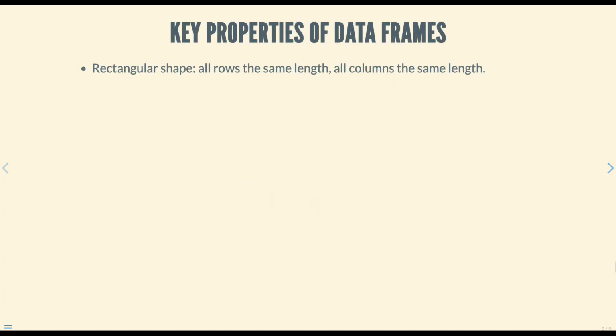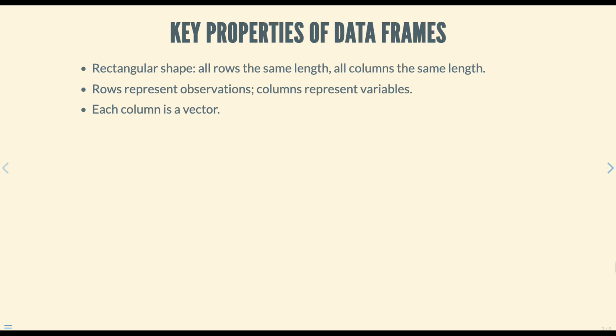Data frames have a rectangular shape. Every row and every column is the same length. Rows correspond to observations, and columns correspond to variables. Each column is a vector, and different columns can hold different classes, such as numeric or factor.